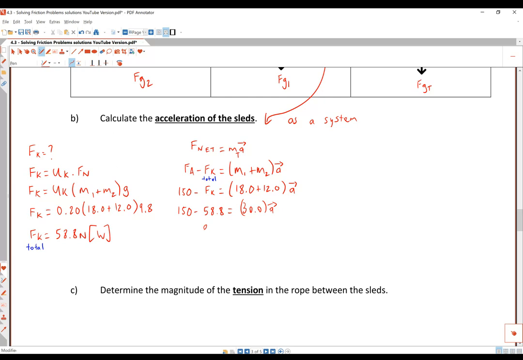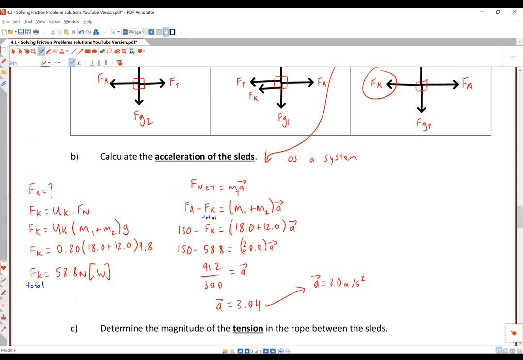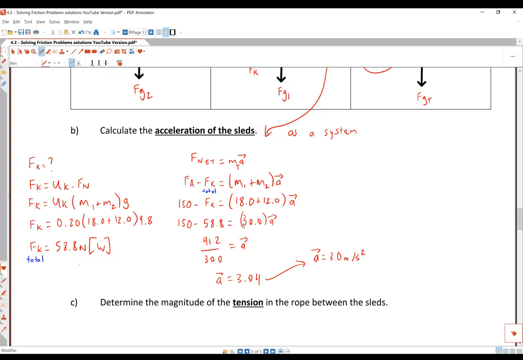Therefore, we have 91.2 divided by 30 equals acceleration, and our acceleration is equal to 3.04. Keeping with the significant digits, we have two significant digits, so we're going to round it. So 3.0 meters per second squared, and the applied force is in our east direction, or that is our direction of motion, so the acceleration also will have to be east.